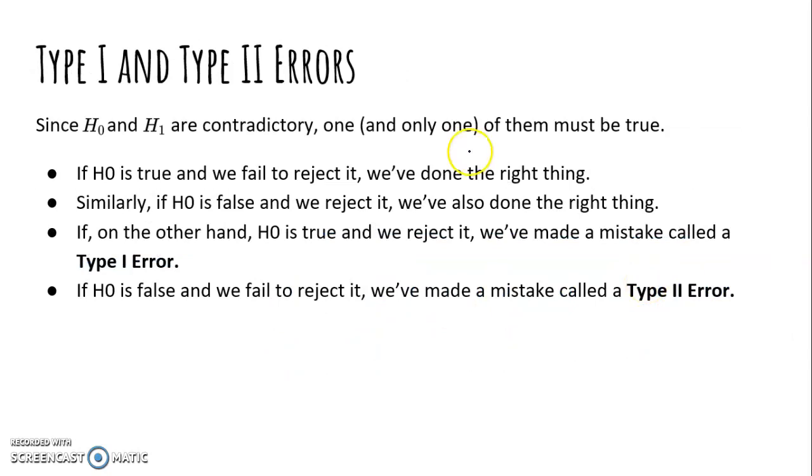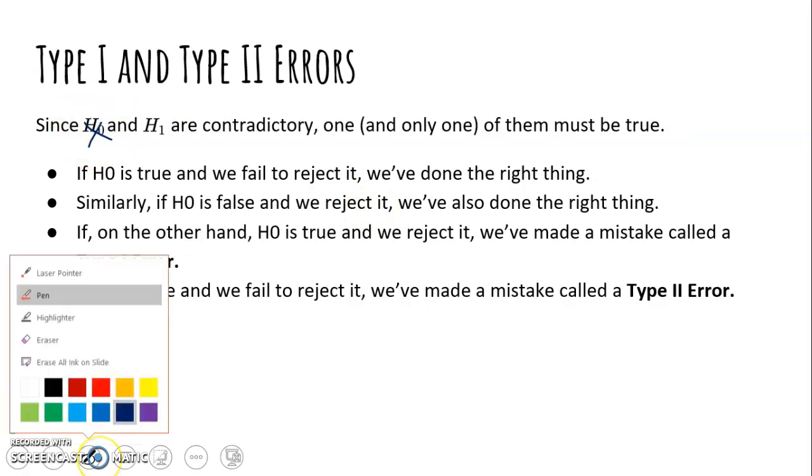So if the null is true, and we fail to reject it, we've done the right thing. We only reject the null if we believe that the null is false. So if the null is true, we don't want to reject it. We want to fail to reject it. That's the correct thing to do. Similarly, if the null is false, we do want to reject it, because it's not true.